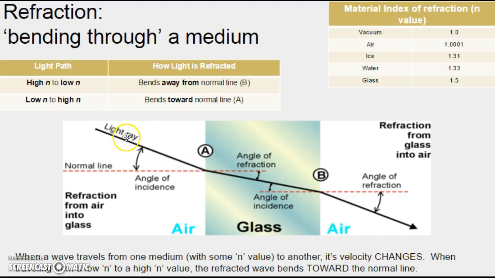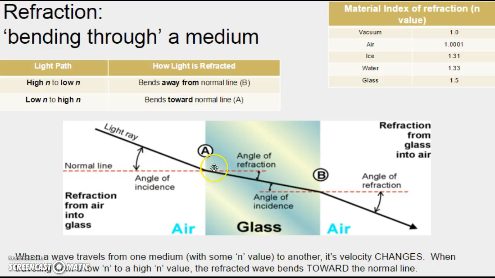So let's look at this one first. Light travels from air into glass. The normal line is a line that we would draw perpendicular to the boundary, right? The boundary between the air and the glass is right here. If I draw a line perpendicular, that's what's in red. This is what I call my normal line.